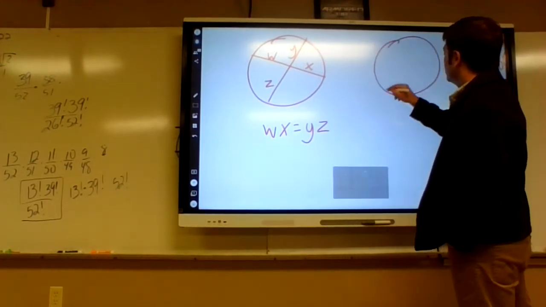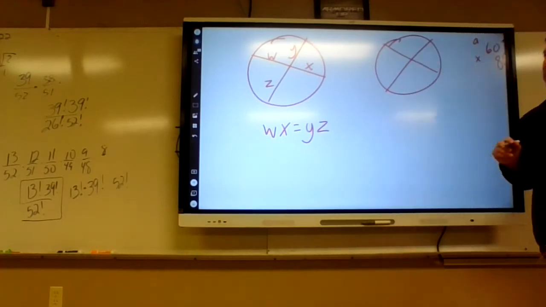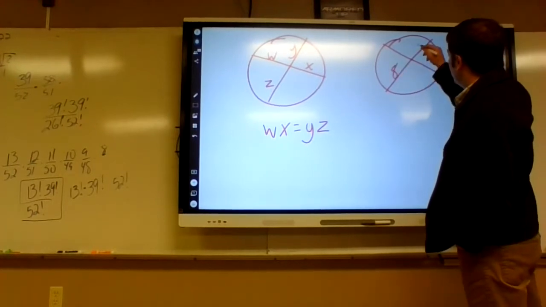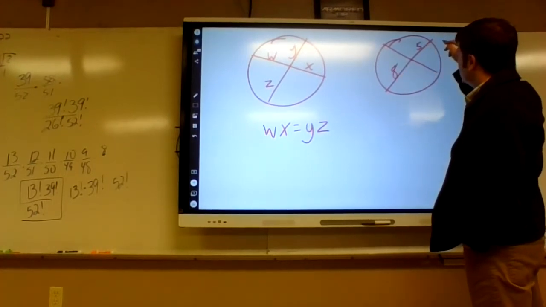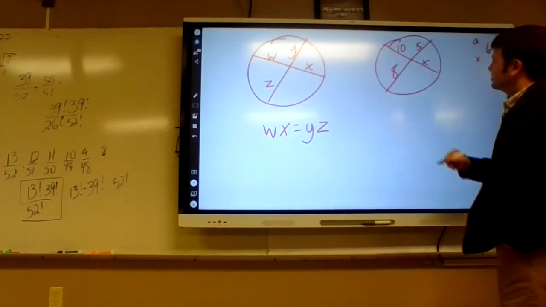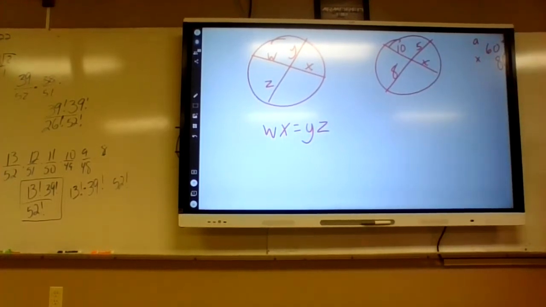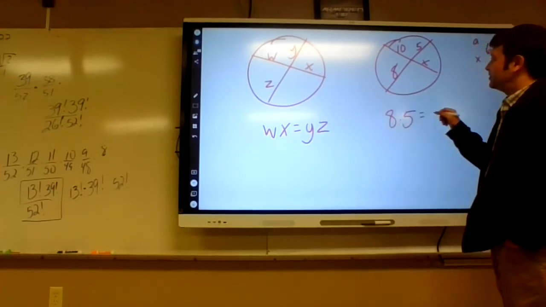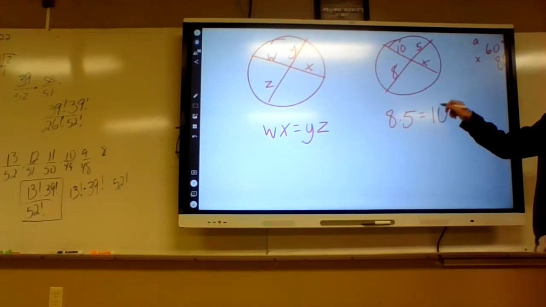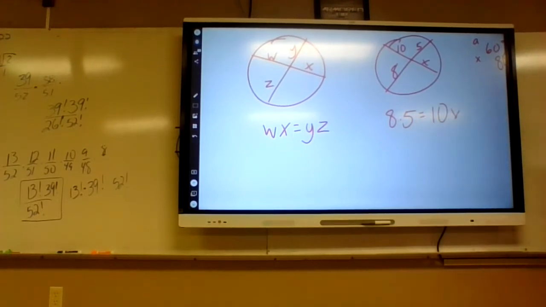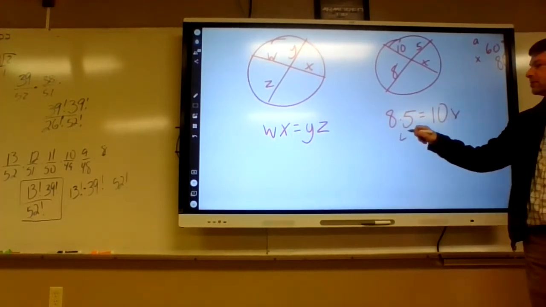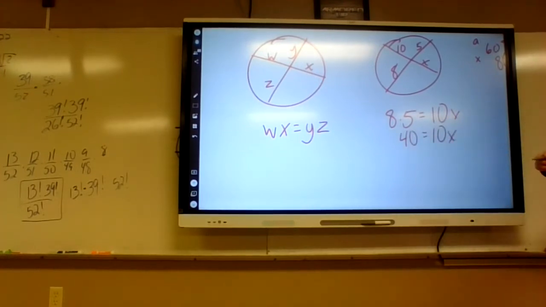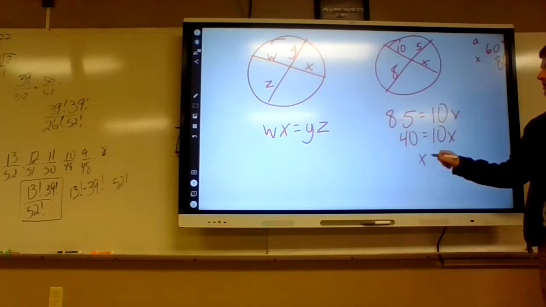So, for example, opposing line segments. Let's say this is 8 and 5 and 10 and X. How could I solve that for X? 8 times 5 divided by 10. 8 times 5 equals 10 times X. So X equals 4. For some reason on this assignment, there's like 5 answers that are 4.